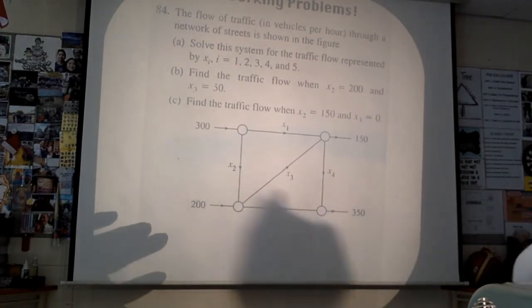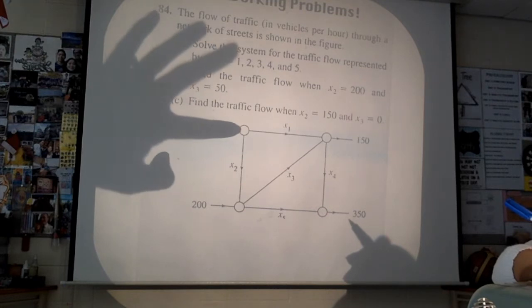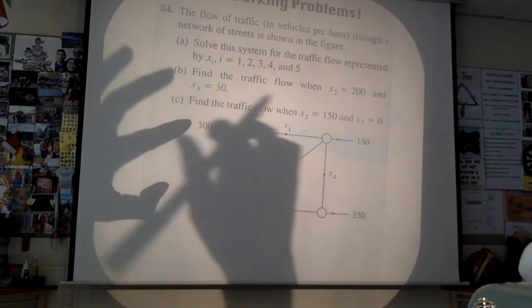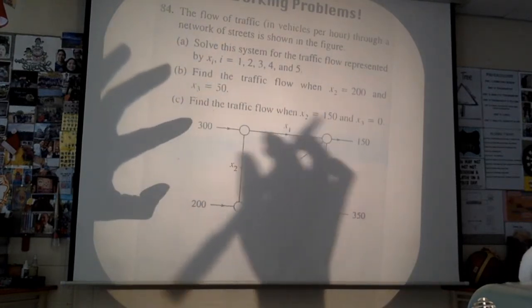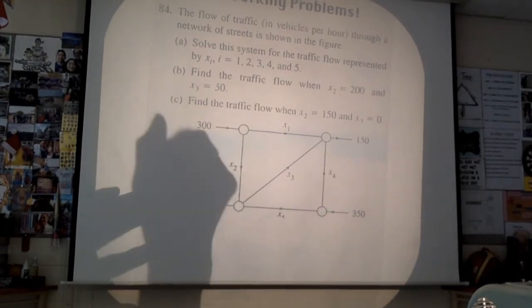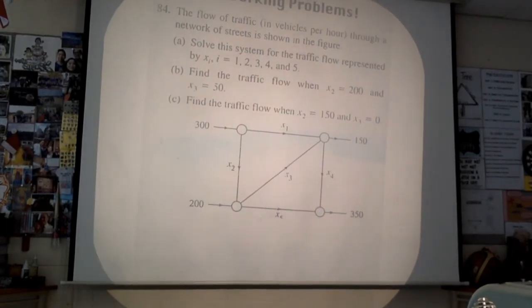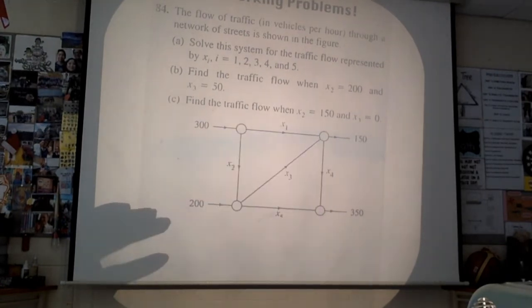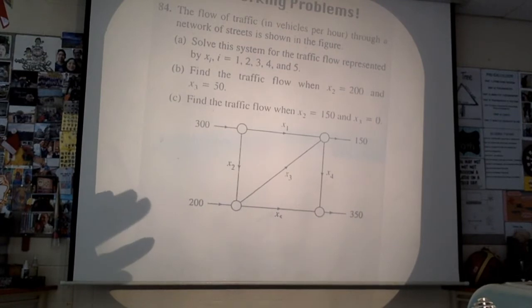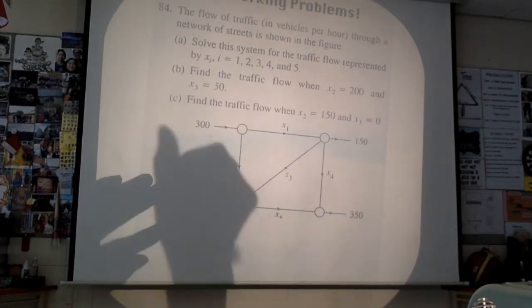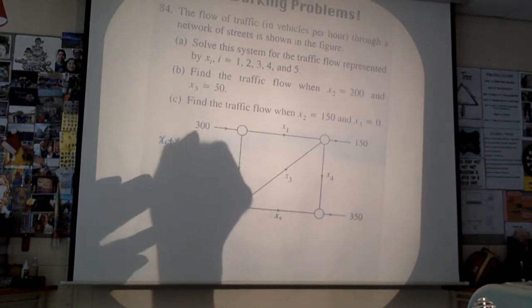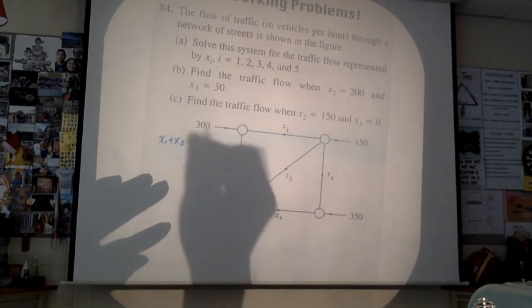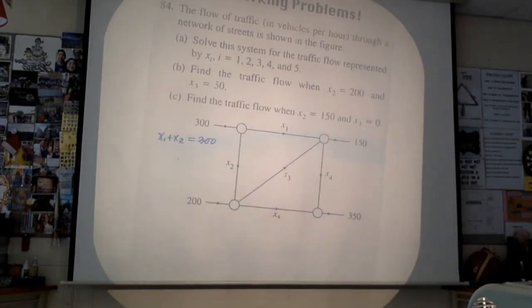Remember I told you, if 300 is going into this corner of the street, into this street, how much has to come out? So this first equation is this. Well, 300 went in, that means 300 has to come out. This is number 84. If you can't see this very clearly, you can check your book. That means x1, which is the outflow, has to equal 300, because the input has to equal the output. That makes sense, okay? Now we're done with this one.